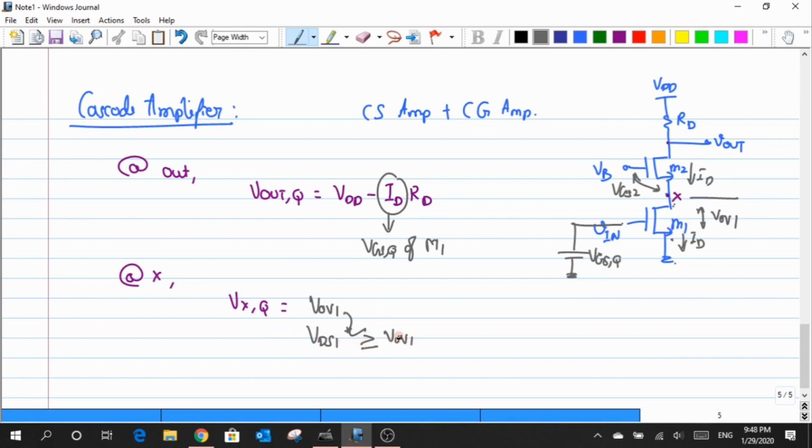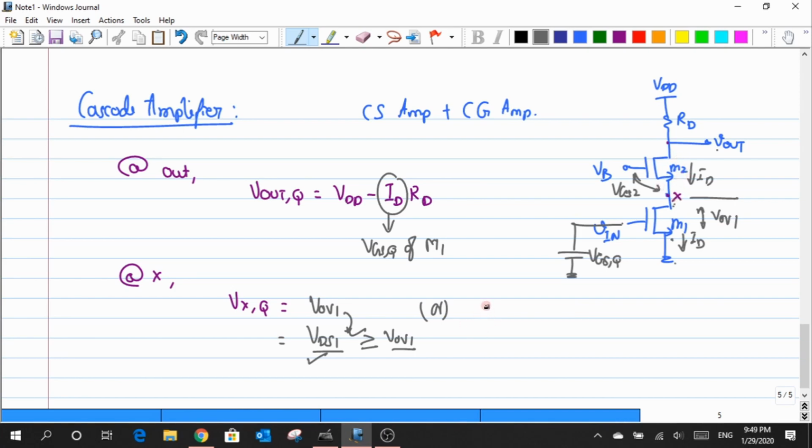Now rather than writing it in terms of VOE1, I can always fix it to a value of VDS1 because it can take any value, not just equal to VOE1. That's the reason why I prefer this definition rather than that one for the value of the Q point at this particular node X. So this is one of the ways some people were discussing with me. The other way to define it is, since I know the VDSQ here, is it not possible for us to define the Q point at node X based on the VOE of this M2 transistor?